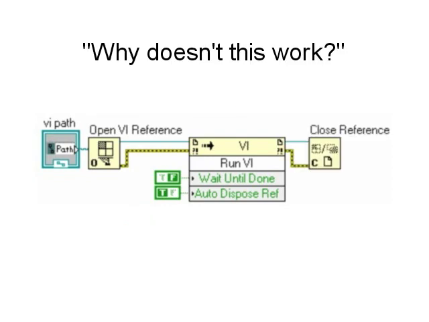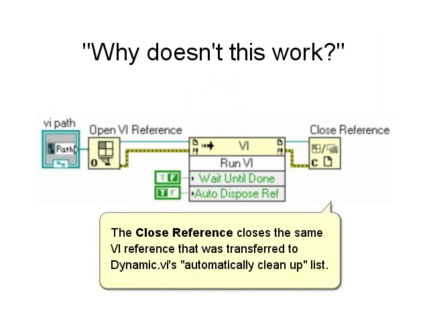Now, finally, we come back to the original question. Why doesn't this VI work? The problem is that it is closing the reference even though it has set autodispose ref to true. Since the autodispose ref merely transferred the responsibility not to leak the reference, closing the reference here completely negates the intended functionality of the autodispose ref parameter.